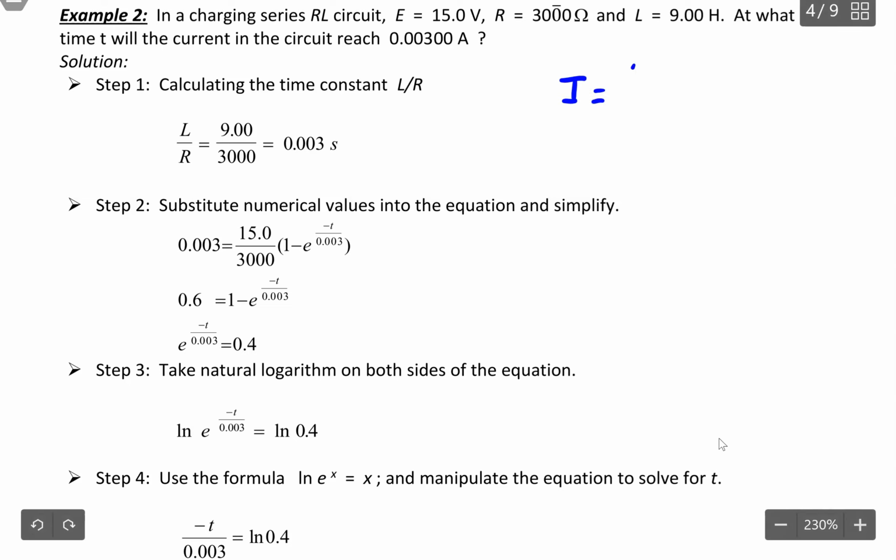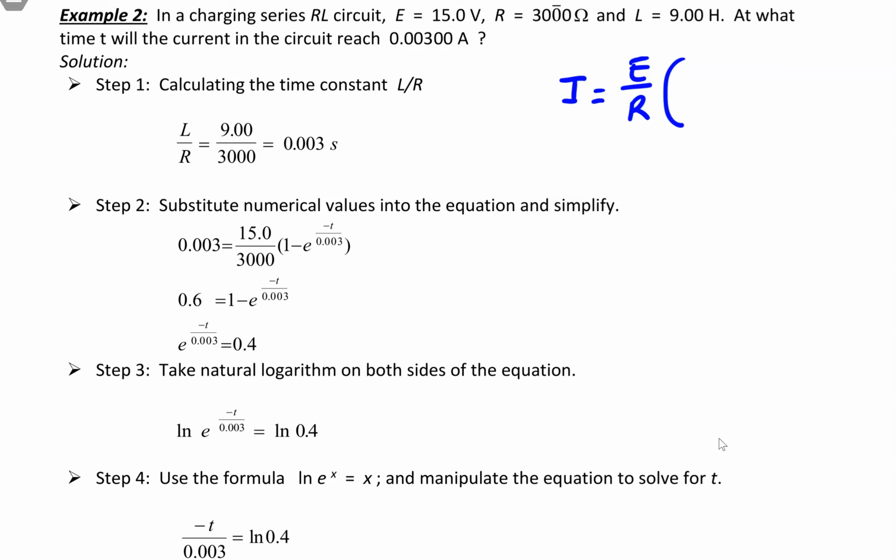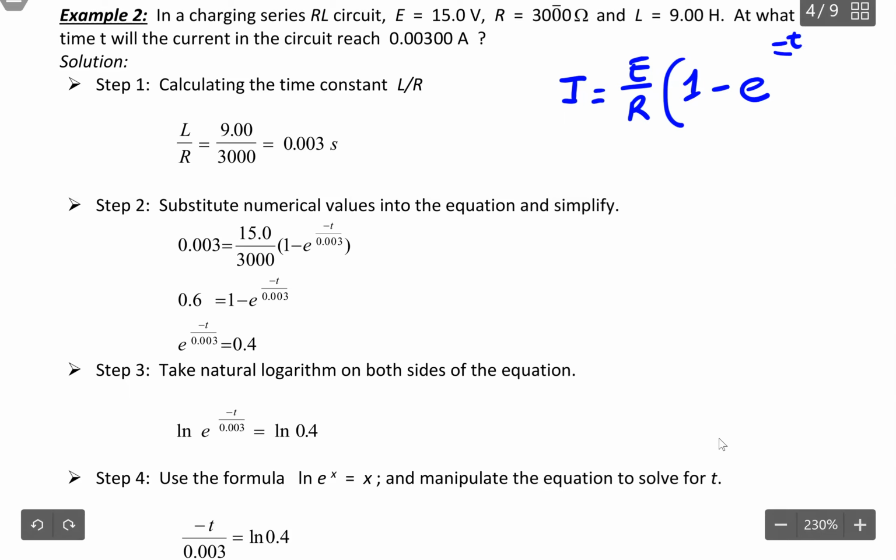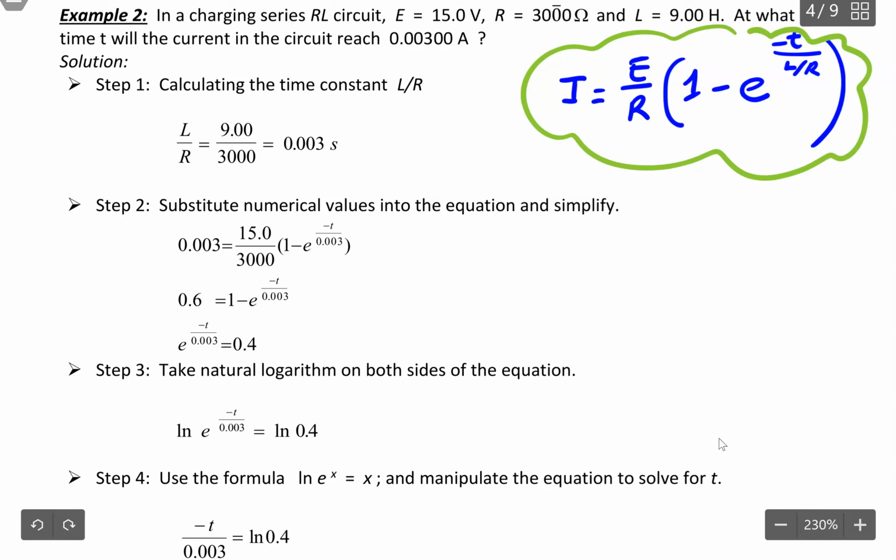I equals E divided by R according to Ohm's law, but because it's an RL series DC circuit, I am going to have the component 1 minus e to the exponent of negative t divided by the time constant, which is L divided by R. This formula should be written here, so we can quickly refer to it while we are working on all of the calculations.